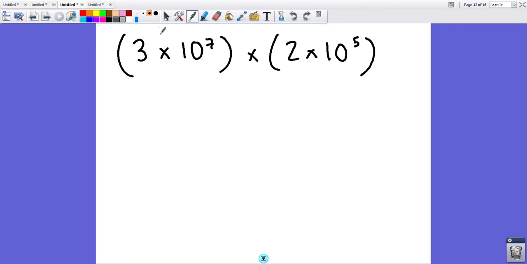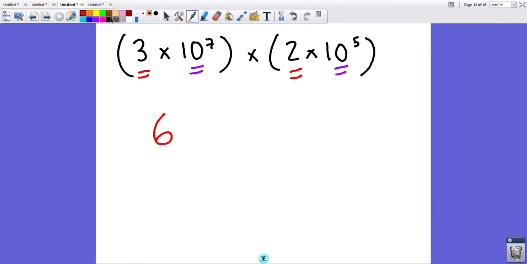3 times by 10 to the 7, all multiplied by 2 times by 10 to the 5. We deal with this in two parts. We deal with the normal numbers, the 3 and the 2, separately, and then we deal with the powers of 10, so the 10 to the 7 and 10 to the 5 separately. Okay, so I'm simply going to start off by doing 3 times by 2, and the answer to that is 6.